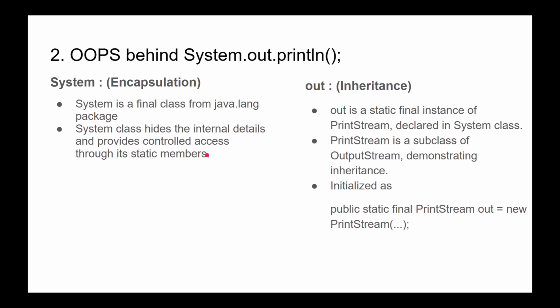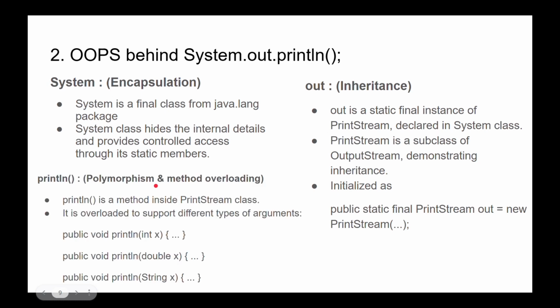And if we go to println, println refers to polymorphism with method overloading. println is a method inside the PrintStream class, and it is overloaded to support different types of arguments. Like if you give an integer to println, it will work. If you give a double to println, it will print. If you give a string to println, it will print. This way it is overloaded, and whatever you give in this argument, it will print in the console. These are the concepts behind System.out.println.